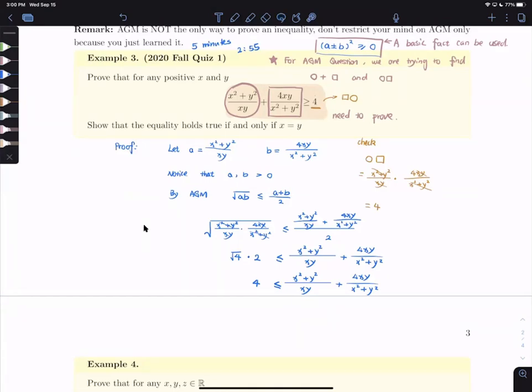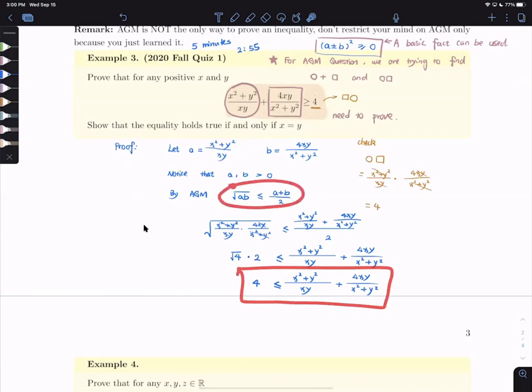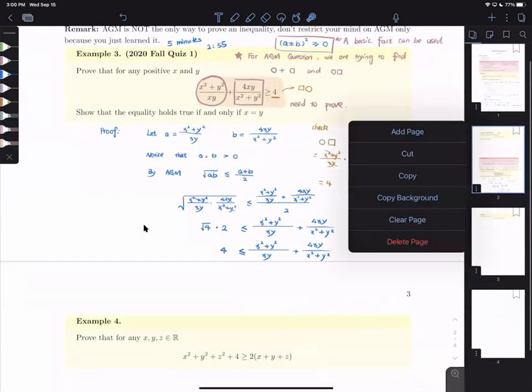The second part says, show that the equality holds true if and only if x equals y. So this equality holds true when what? Which means this equality holds true. We know this equality holds true if and only if A equals B, right? So let me add a page.